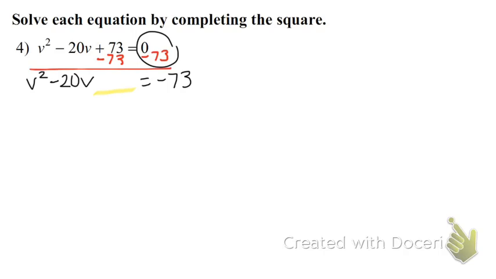Now, again, the whole point of completing the square is I'm turning the left side of the equation into a perfect square. To complete the square, it's half of this guy right here, squared. Half of 20 is 10. 10 squared is 10 times 10, which is 100. We're going to add 100. Well, you can't just do it to one side of an equation, so we're going to do it to the other side of the equation as well.